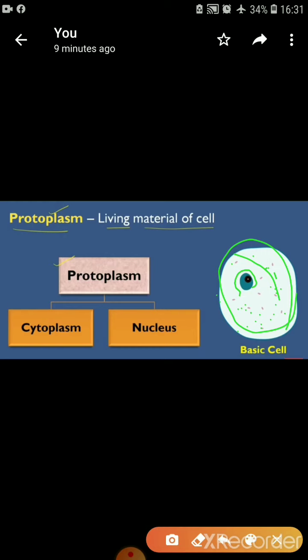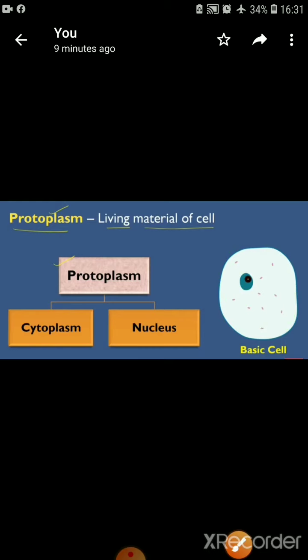Protoplasm is further divided into two parts. First cytoplasm, second one nucleus. This green body which is on a side of the cell, that is called nucleus. And except the nucleus, whatever remaining bodies are seen in this figure, that is called cytoplasm, isn't it?